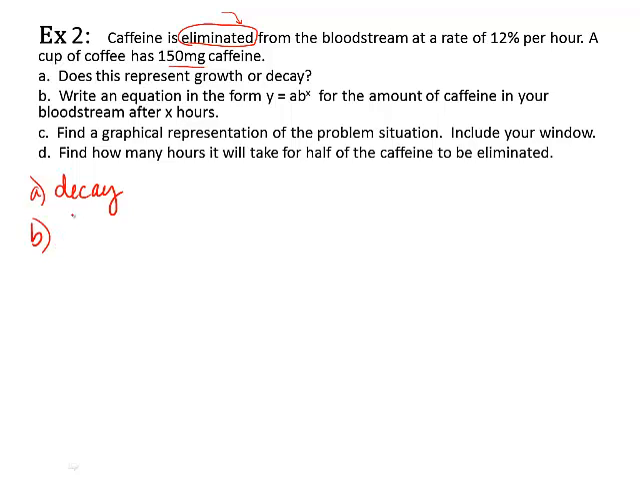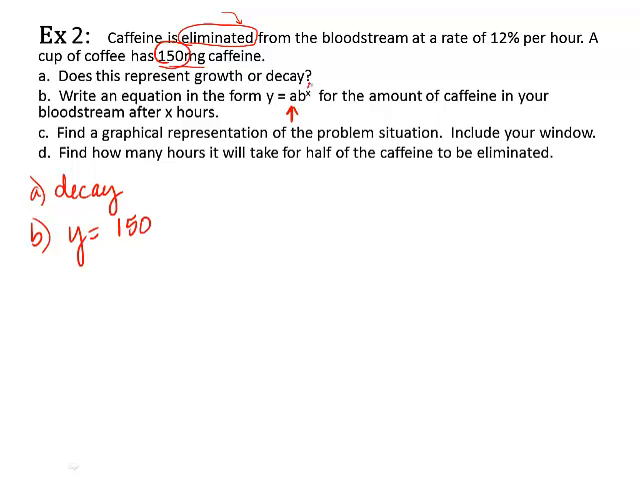Part B. Write an equation in the form of y equals a b to the x. So y equals, all right, a. What is the amount of caffeine when time is 0? That's what you're asking yourself. The amount of caffeine at time 0 is 150.